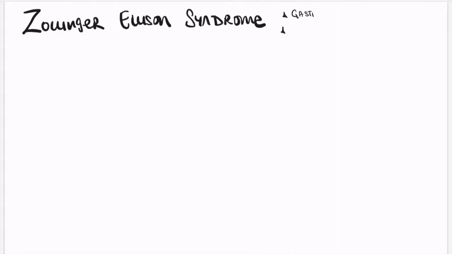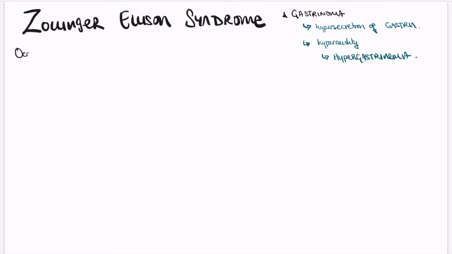Zollinger-Ellison Syndrome is a gastrinoma that occurs in G cells. It causes secretion of large amounts of gastrin, causing hyperacidity, increasing the parietal cells, and causing hypergastrinemia. This type of gastrinoma doesn't usually arise from the stomach.